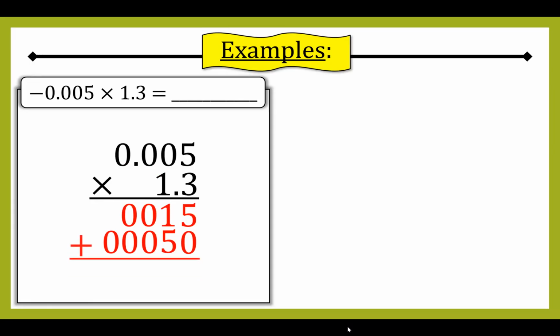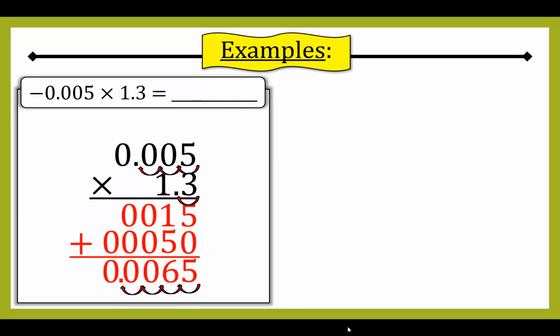I'm going to go ahead and add. 5 plus 0 is 5. 1 plus 5 is 6. I have 0, 0, and 0. All right, now I'm going to look at my digits to the right of my decimal. So my first number, I have 3 digits to the right, and my second number, there's 1. So altogether, I have 4 digits to the right. So I'm going to go 4 to the left and place my decimal point. So my answer is 0.0065. However, I have to ask myself, is it positive or negative?